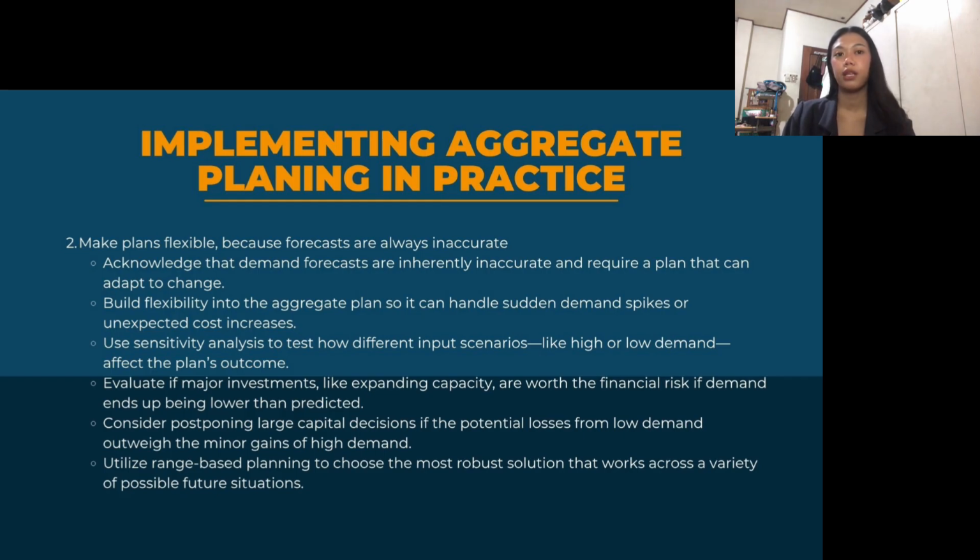So we need flexibility. One way we do this is through sensitivity analysis. So before committing to big decisions like expanding a warehouse, you have to ask yourself what happens if the demand is inaccurate. So if a small drop in demand causes a massive spike in cost, it might be better to postpone the expansion. So you have to always choose the solution that works best across a wide range of possibilities.